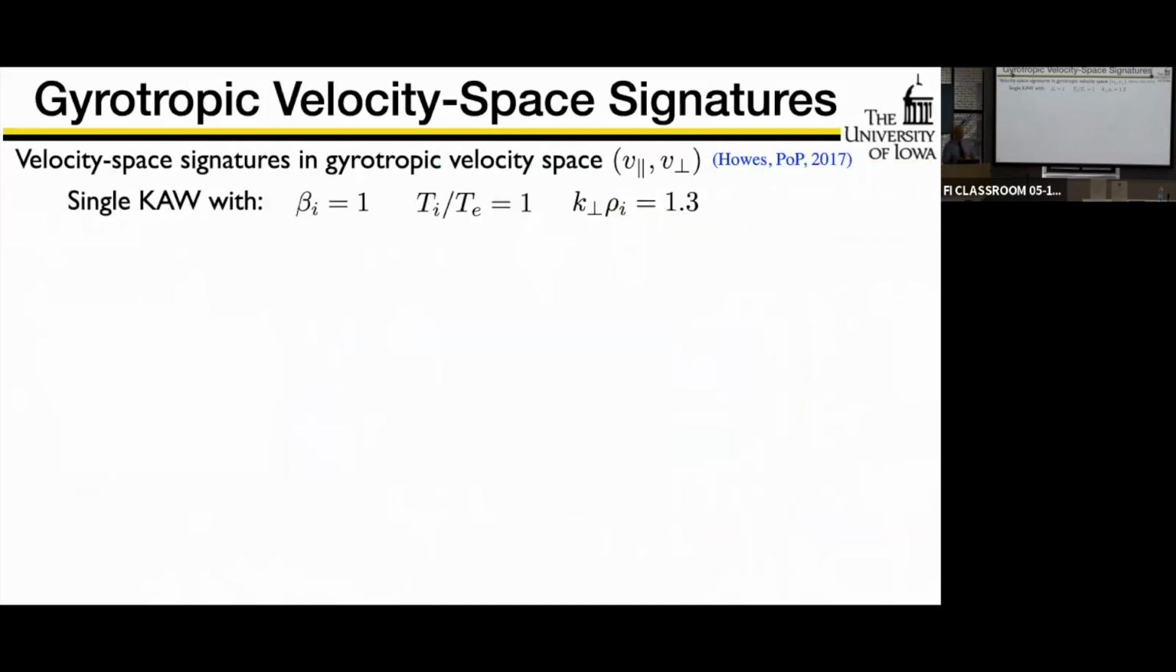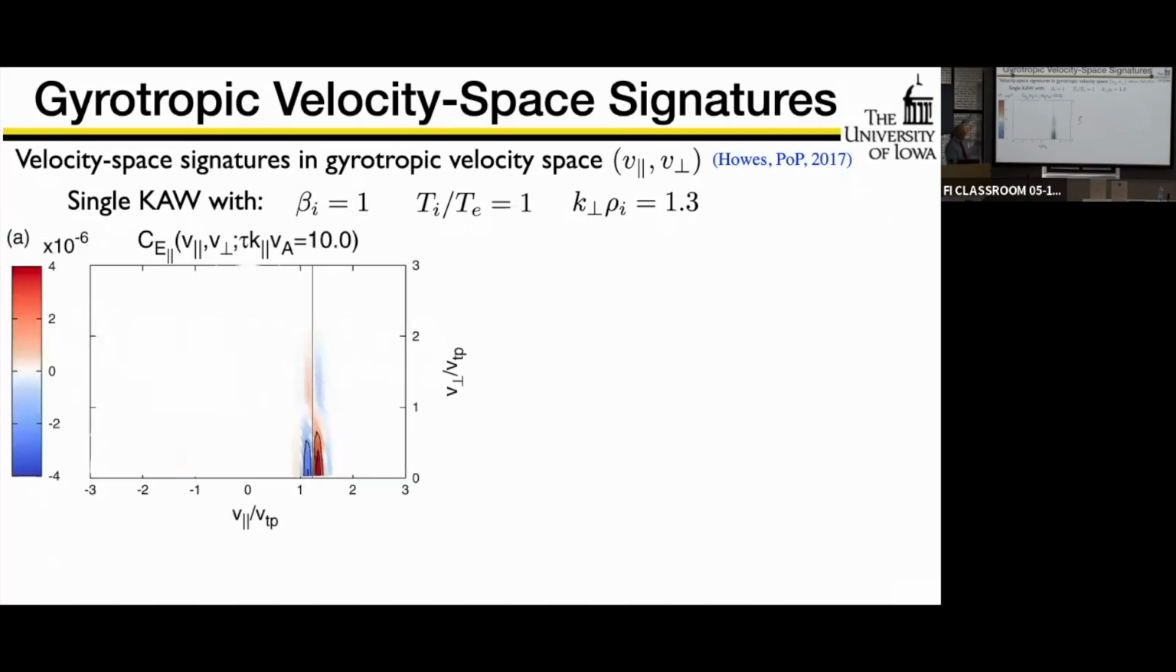So I can show you what this looks like in a proper simulation. So if I take a single kinetic Alfvén wave, it has ion plasma beta of 1, temperature ratio of 1, k perp rho i of 1.3. And now I'm plotting this as a function of gyrotropic phase space. So I've got three-dimensional phase space. And it's a magnetized plasma. So what I'm going to do is treat that phase space in a cylindrical coordinate system where the axial direction is the direction of the magnetic field. And what I do is I average over the azimuthal component. And so now I have a function of v parallel, the axial velocity, and v perp, the radial velocity. So this is what we call gyrotropic phase space because you've averaged over the gyro phase.